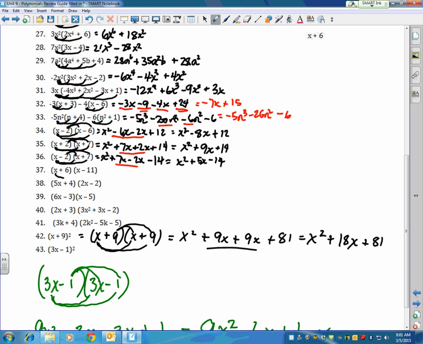Let's do the next ones. We have x times x, which is x squared. We have x times negative 11, which is a negative 11x. You have 6 times x, which is 6x. And you have 6 times negative 11, which is negative 66. Again, these middle two terms will combine with each other. Sometimes they'll cancel. Let's see, so you have x squared minus 5x minus 66.